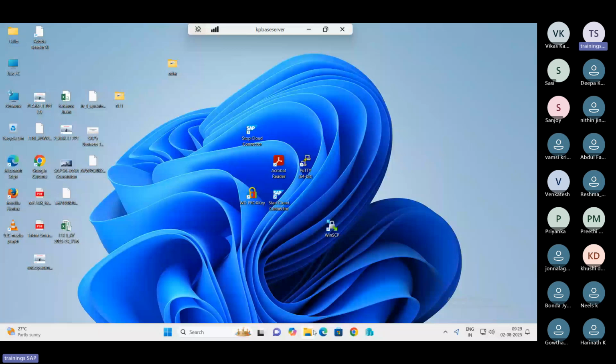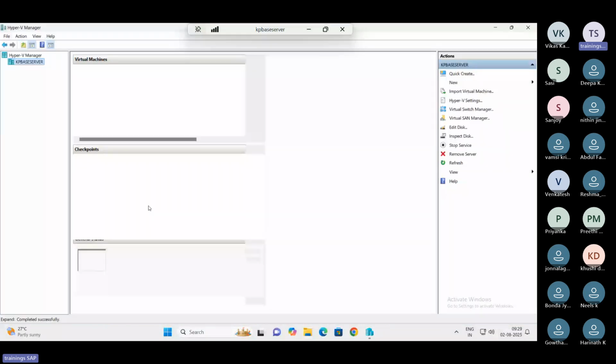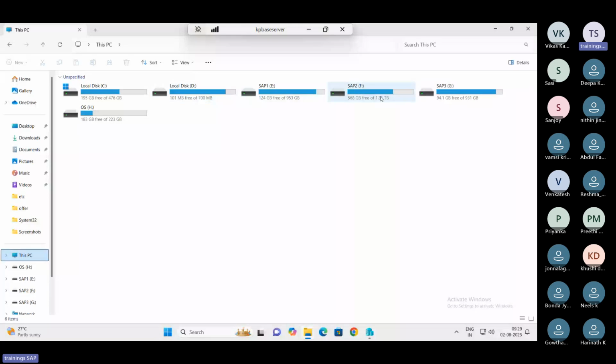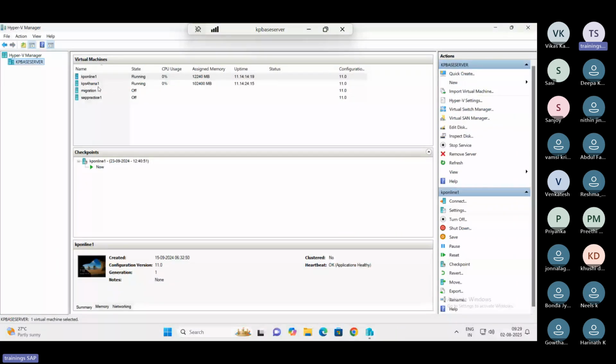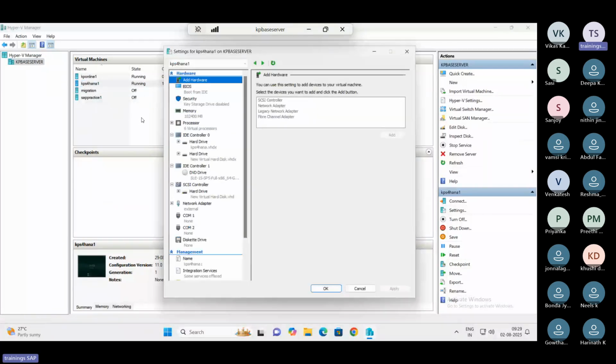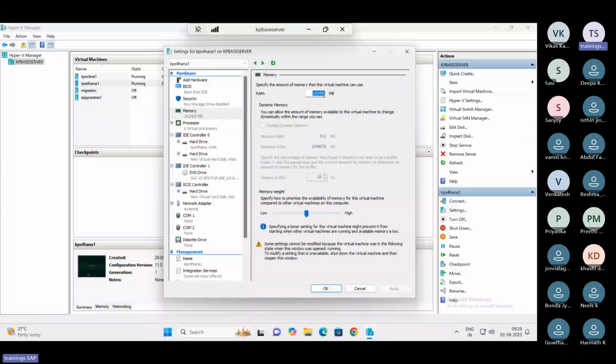For example, I have almost 6 TB of space at the operating system level. If you add up all the systems here, this is 2 TB, this is 1 TB, this is 1 TB, so altogether 6 TB. Suppose I want to increase HANA, then what will I do? I need to stop it first of all. Then I go here, and since we want to increase the memory, I increase it here. Instead of 100 GB, I can go to 200 GB. I can increase the memory.